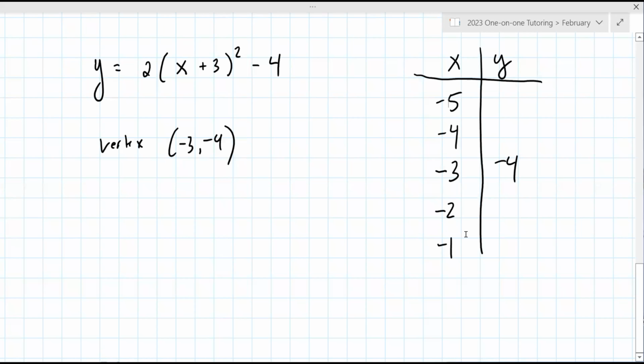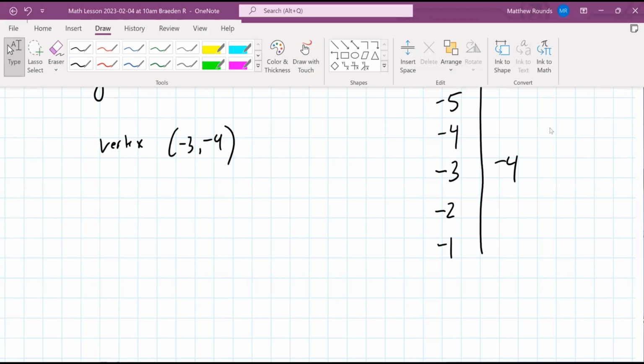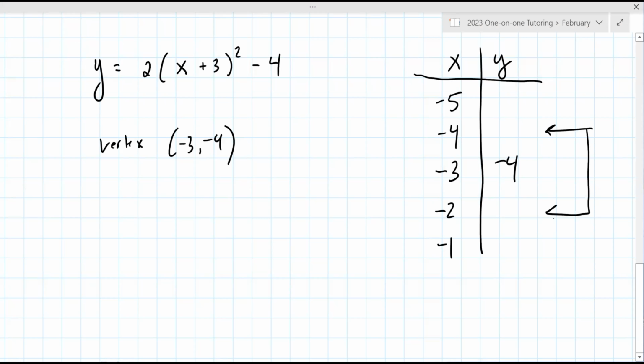All right, so now my approach, the thing that I've grown accustomed to doing, is I just take one of these x values, either -2 or -4, because of the symmetry. You're going to see that these produce the same y values, but we're going to put those into this equation. So just plug it in for x, essentially. So we'll do -2. 2(-2 plus 3) squared minus 4. So order of operations here. -2 plus 3 is 1. 1 squared is 1. 2 times 1 is 2. Minus 4 is -2.